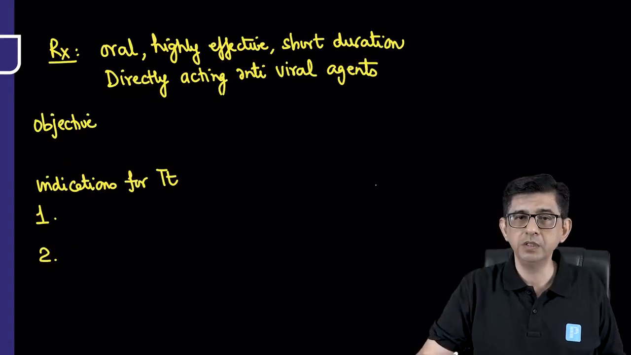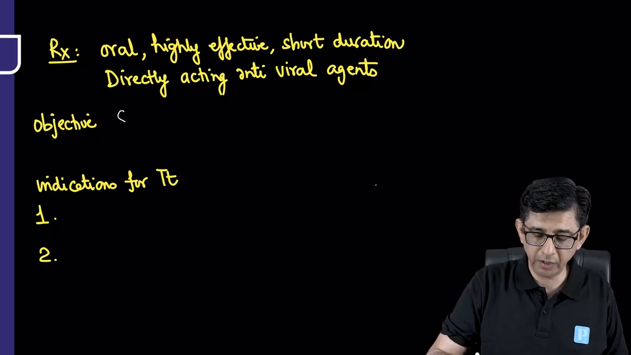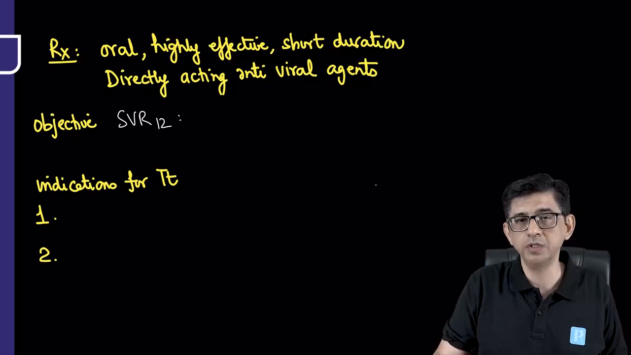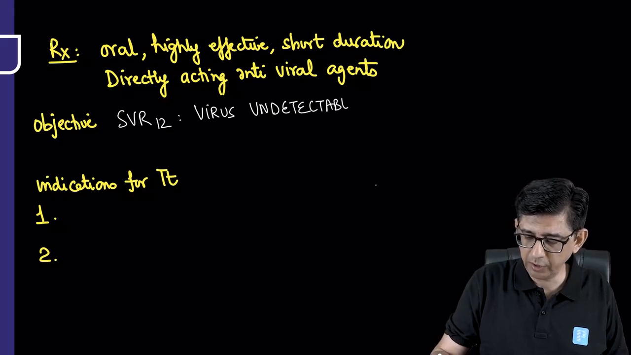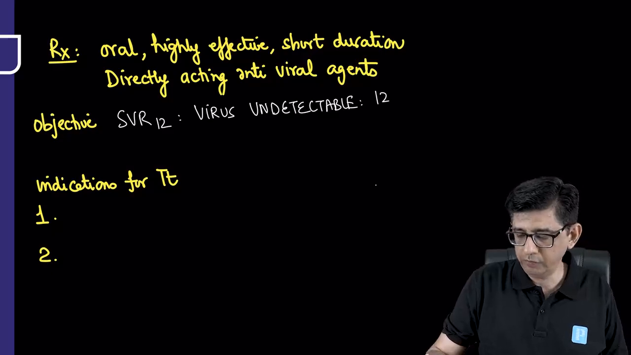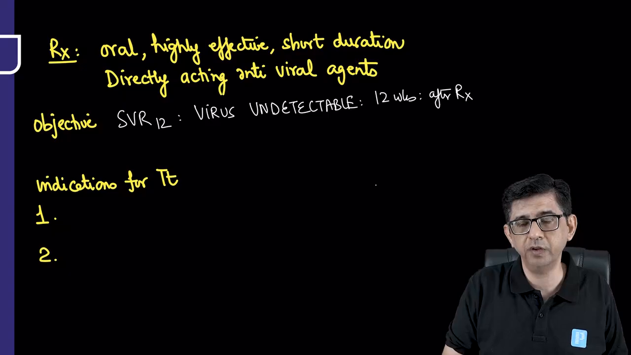For the treatment of this condition, I'll be using oral, highly effective, short duration, directly acting antiviral agents. My objective here is to obtain an SVR12. SVR basically means a sustained virological response. And to a non-medico, I'll explain like this: I'll tell him that my objective is to kill all the virus so that the virus is undetectable in your body at about 12 weeks after treatment, because it will take some time for the drug to act as well. So the cutoff taken here is SVR12, virus undetectable 12 weeks after treatment.